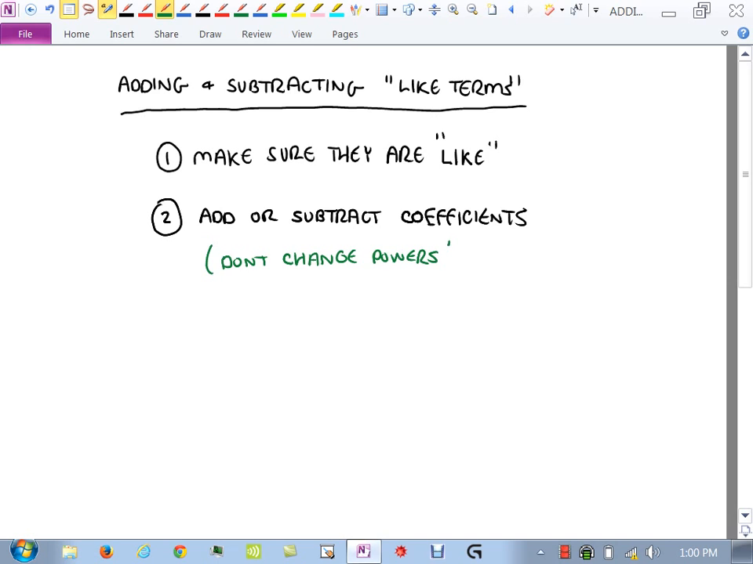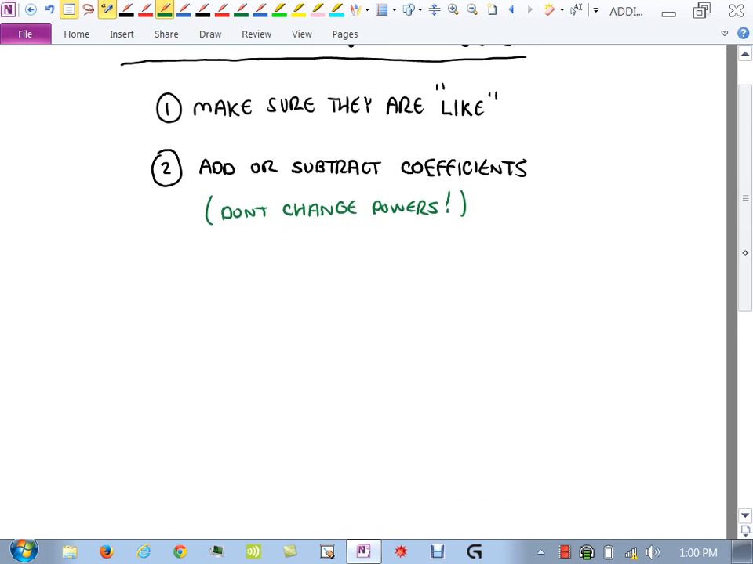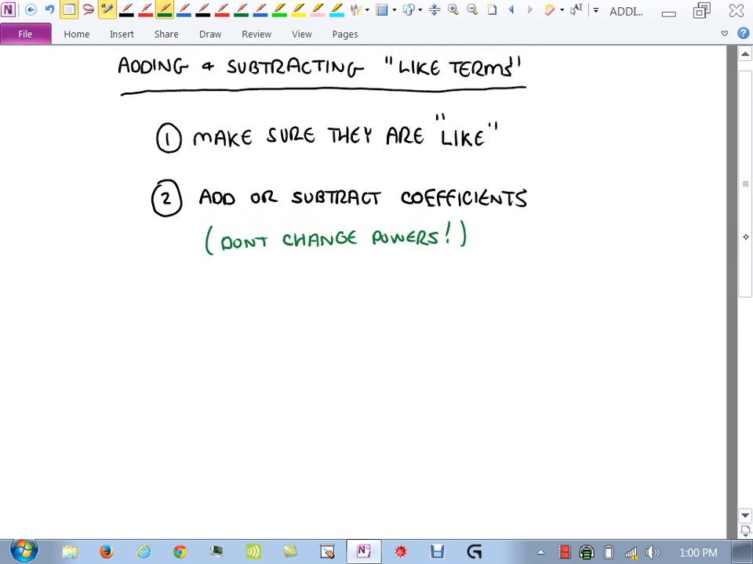That's just a reminder. When we are adding or subtracting like terms, you never mess with their powers. All you ever change is the number in front. That's it. That's all that will ever change is the coefficient.